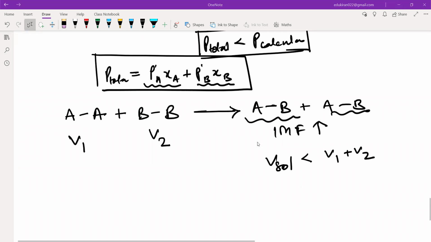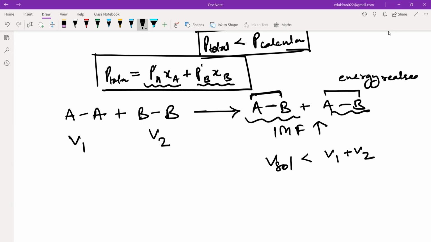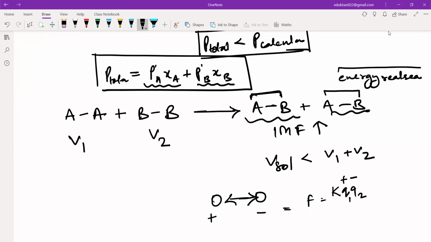Okay, now similarly, if I say that intermolecular forces of attraction are higher, and whenever there are attractive forces, energy is released. Energy is released whenever you have a force of attraction which is attractive in nature, and whenever there is a force which is repulsive... you should know this, because if I have, let us say, positive and negative charges, the force is equal to some constant k, q1 q2. Now q1 is positive and q2 is negative, that means the force is going to be negative only, and when it is negative, that means it is an attractive force. Yes or no?